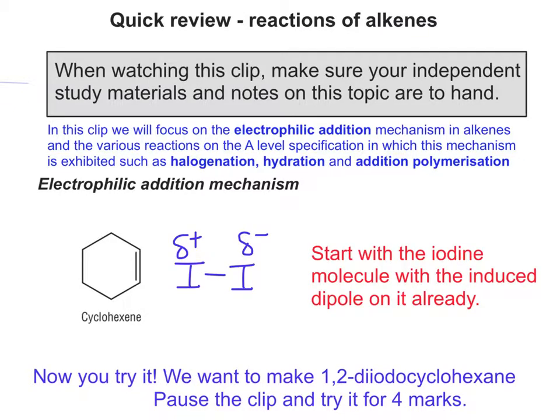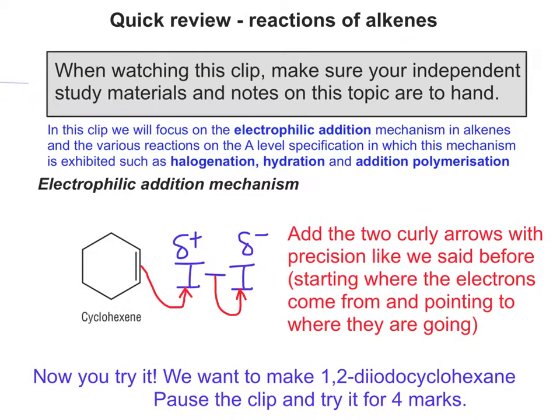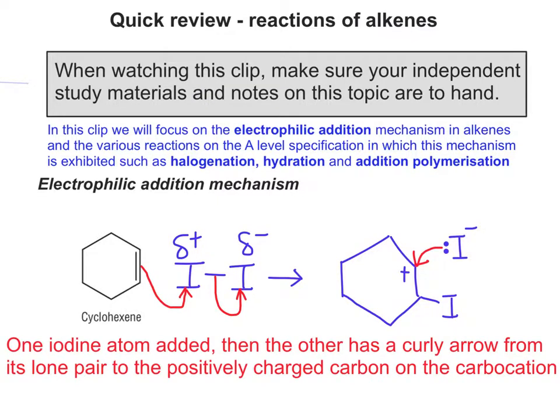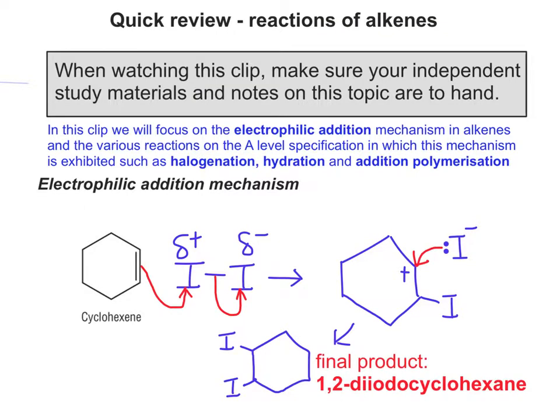So you start with the iodine molecule, and the induced dipole has to be on it already. So add the 2 curly arrows with precision, and like we said before, starting with the electrons coming from one place and pointing to where they're going in your curly arrow. So one iodine atom has already been added, and then the other has a curly arrow from its lone pair to the positively charged carbon on the carbocation. So you eventually get your final product, 1,2-diiodocyclohexane.